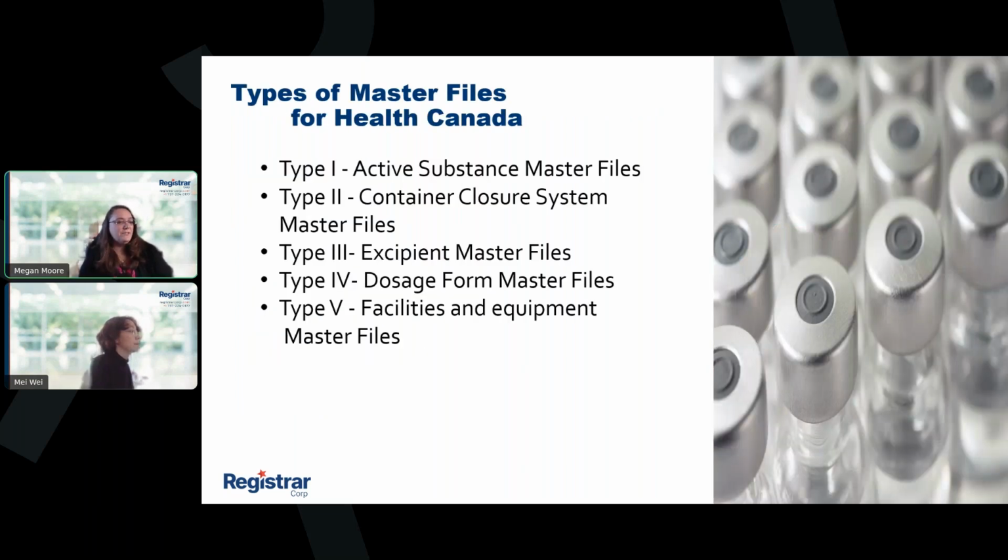Since we have covered some of the basics, we're now going to dive into Health Canada master file requirements. Health Canada accepts 5 types of master files. Type 1 is for active substances such as APIs, starting materials, or intermediates. Type 2 is for container closure systems used in the packaging of a drug product. Type 3 is for excipients such as coating ingredients, flavors, and additives.